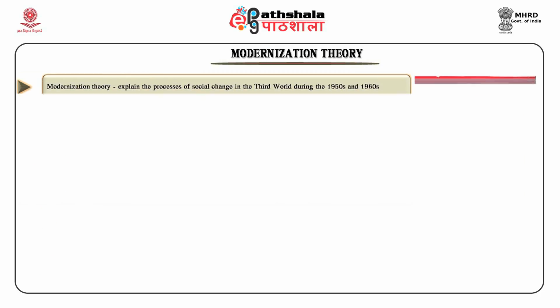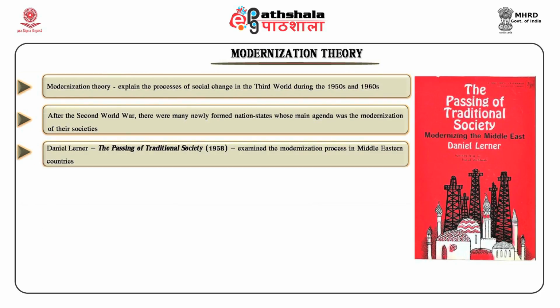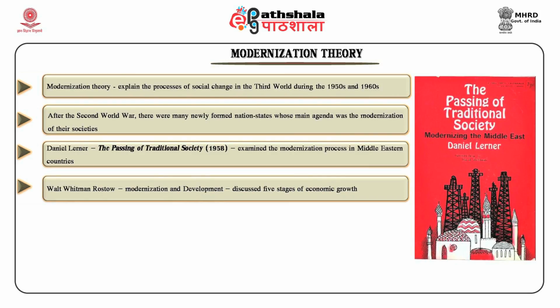Modernization theory. Modernization theory is an umbrella term used for a range of perspectives that sought to explain the processes of social change in the Third World during the 50s and the 60s. Although the early classical theorists such as Comte, Weber, Marx and Durkheim were interested in the modernization of the West, the present modernization theory is primarily concerned with the modernization of developing non-modern nations, argues Deshpande. After the Second World War, which hastened the process of decolonization, there were many newly formed nation states whose main agenda was the modernization of their society.